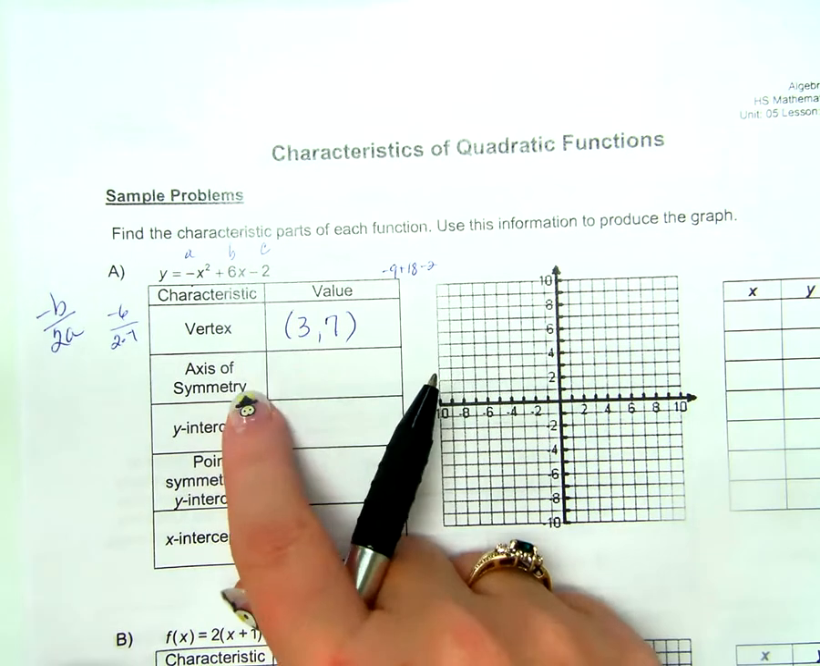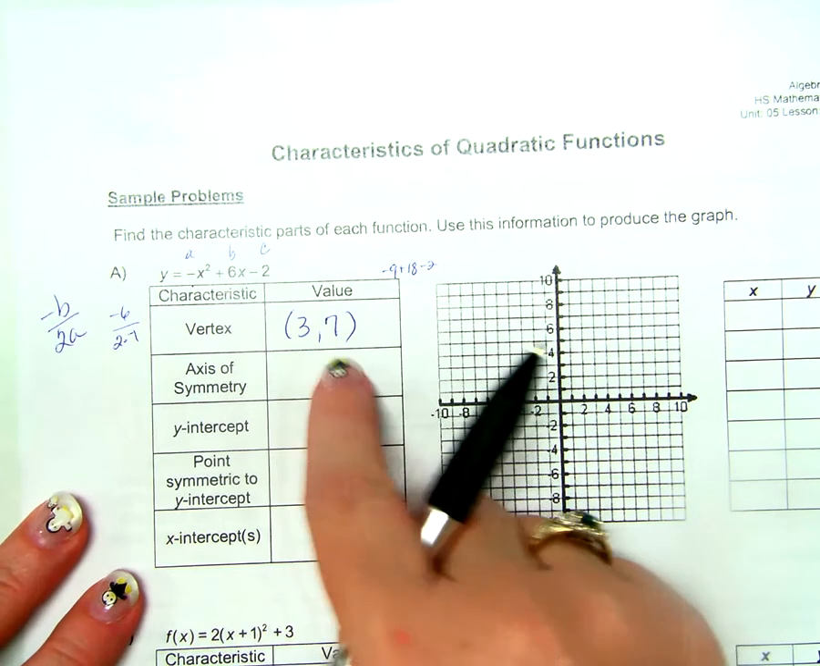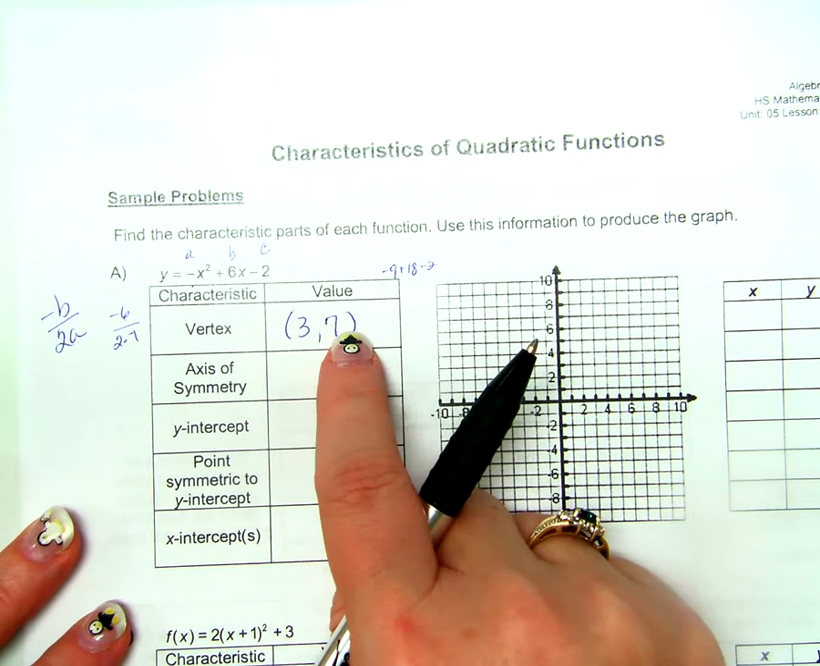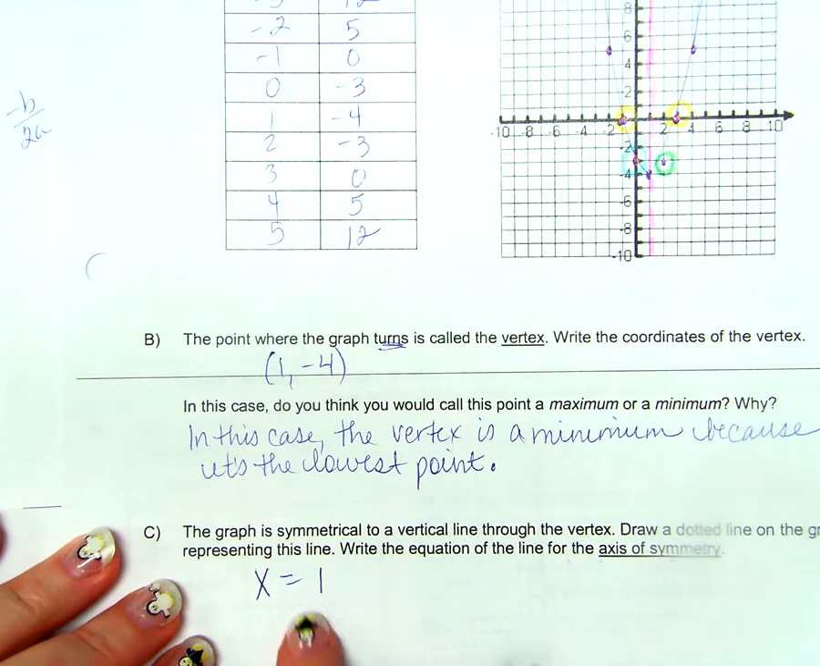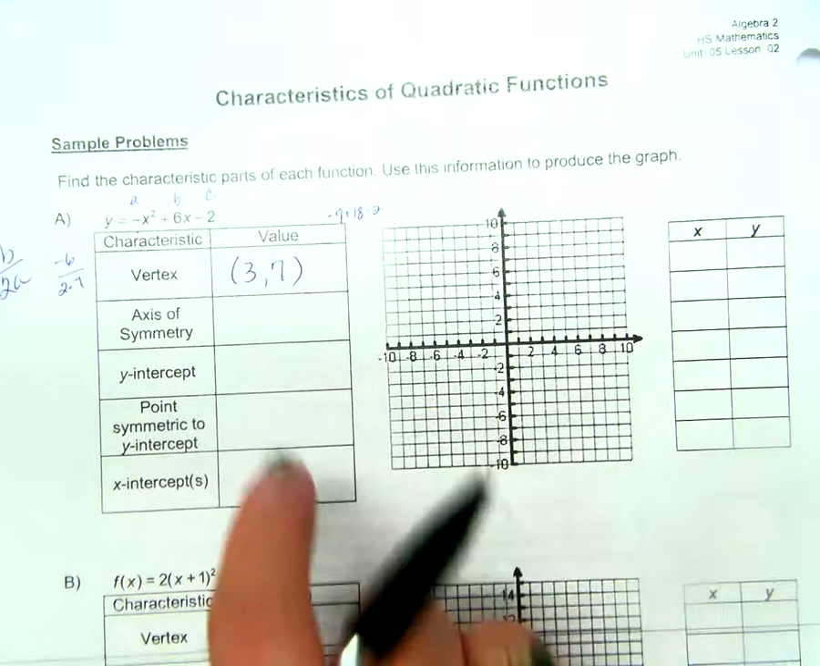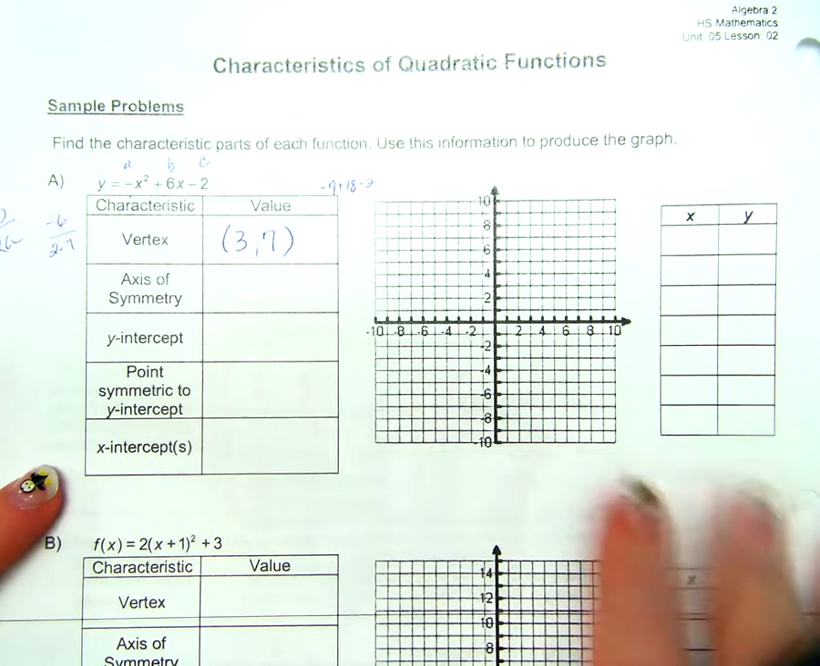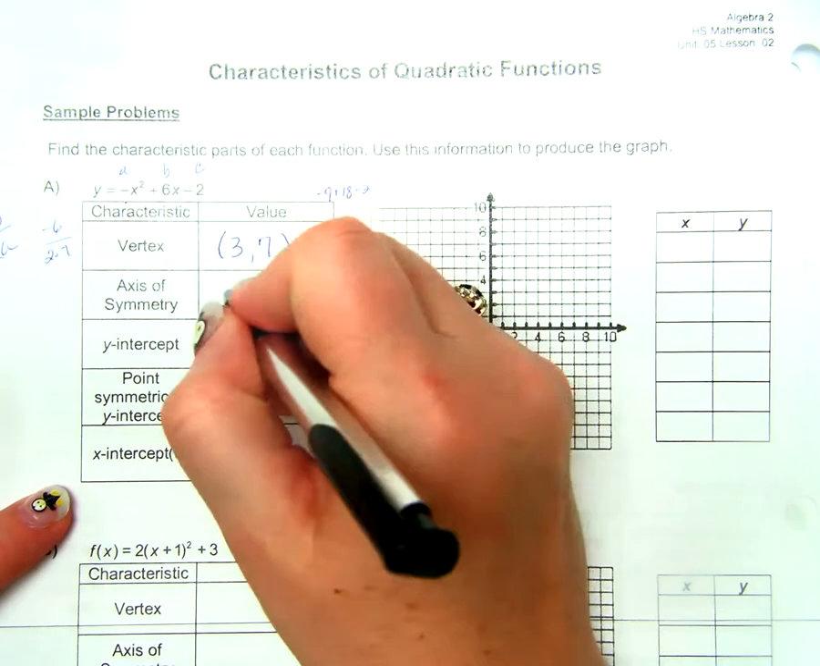Okay, so vertex is negative b over 2a. That gives you the x coordinate. You have to go find the y. Okay? Axis of symmetry, though, just like we talked about a second ago on this problem, if I know the x coordinate of the vertex, don't I also know the axis of symmetry? Okay? So if I know that x coordinate is 3, what's the axis of symmetry? X equals 3.